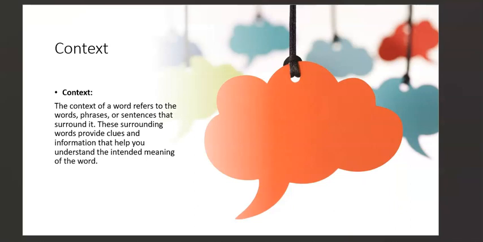Now, what is context? We have looked at what word meanings are. Now we're looking at what context is. Context of a word is simply the words, phrases, or sentences that surround it.